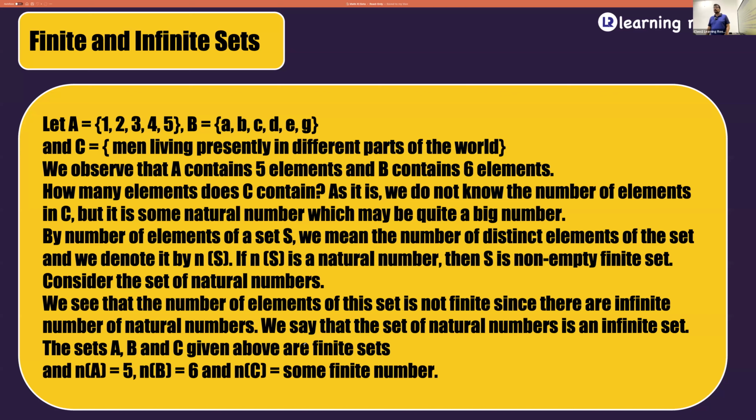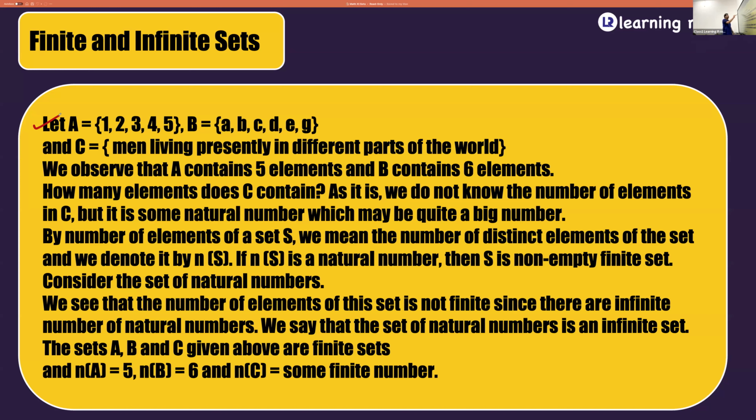Right. So I told you again, when you categorize the types of sets, the categorization is done based on the number of elements. If there are no elements, you call it a null set. If there are a finite number of elements, meaning you are able to count those elements, then you call that a finite set. If you are not able to count those elements, you call it an infinite set. For example, if I take A is equal to {1, 2, 3, 4, 5} and B is equal to {a, b, c, d, e, g}.